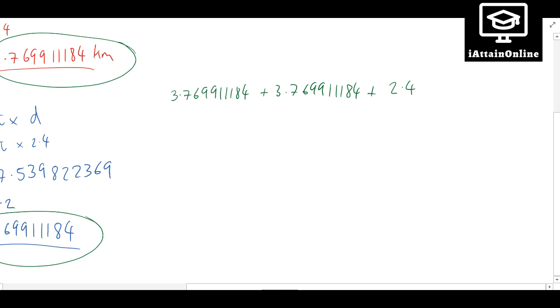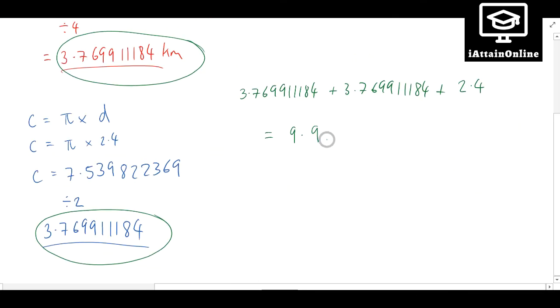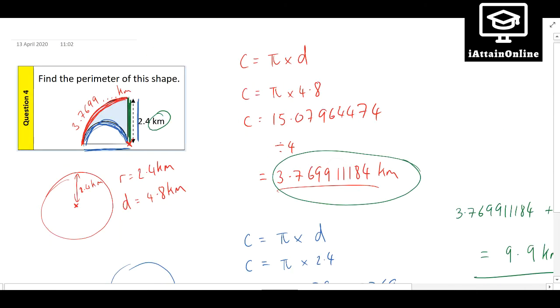And if I put that into my calculator, I get the total perimeter of that shape. This is now our final answer, so I can now round this. I'm going to round it to 1 decimal place. 9.9. Don't forget your units. We were, in this case, in kilometers. So that there is your final answer for the perimeter of that shape, 9.9 kilometers.